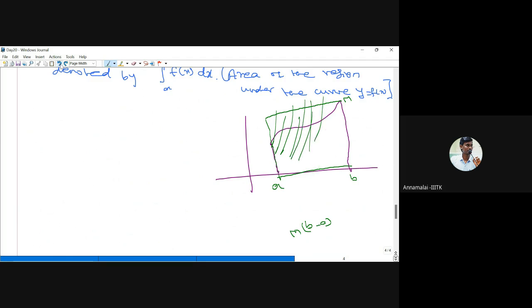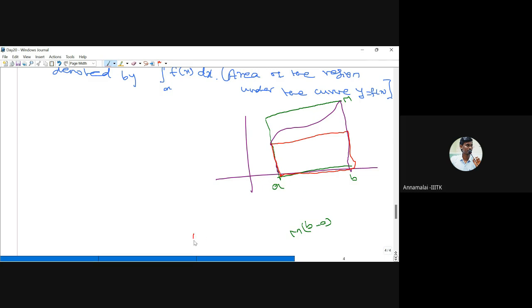But we need only the small thing. Now we can find one more rectangle. So m into b minus a is the area of this rectangle. Now if you consider this area, this is the smaller one. Now if you find this one, what is the area of this one?